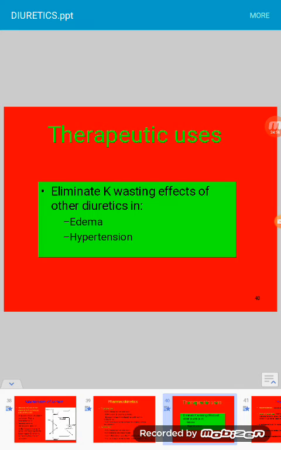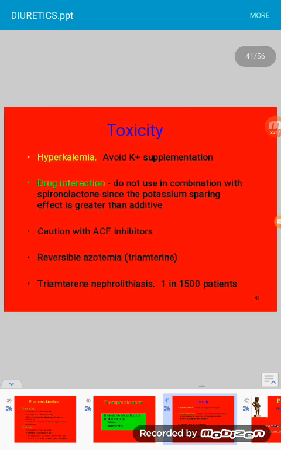Again the same indication as spironolactone: for those who need a diuretic but we don't want hypokalemia. It can be used along with a loop diuretic, or used as a diuretic by itself, and it will prevent hypokalemia. Again the other way around, the same adverse effect, hyperkalemia.